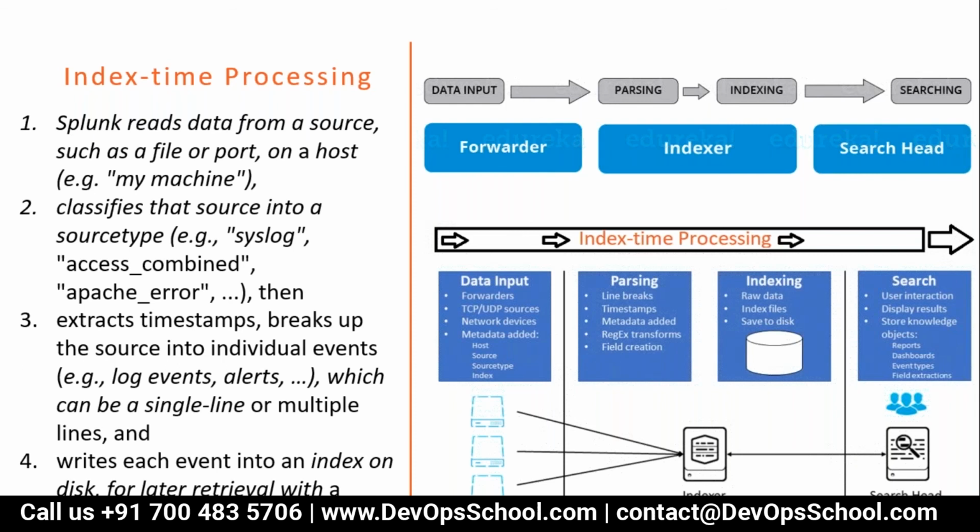It classifies the source into the source type, and then extracts. This is called parsing. It extracts timestamps and breaks up the source into individual events, which can be a single line or multiple lines, and then writes each event into the index on disk for later retrieval with a search. So step number 1, 2, 3 and 4, whatever time is spent from reading till storing, is called index time processing.